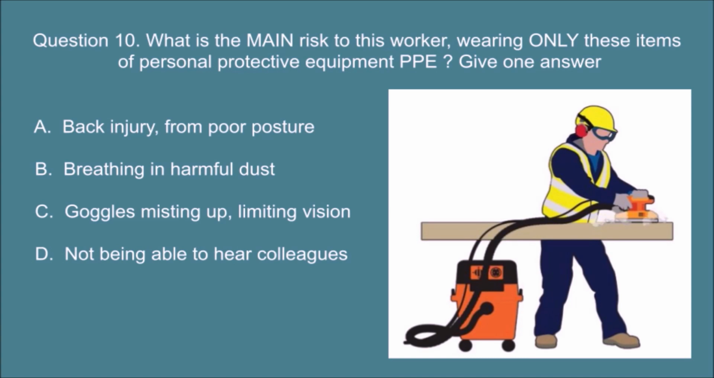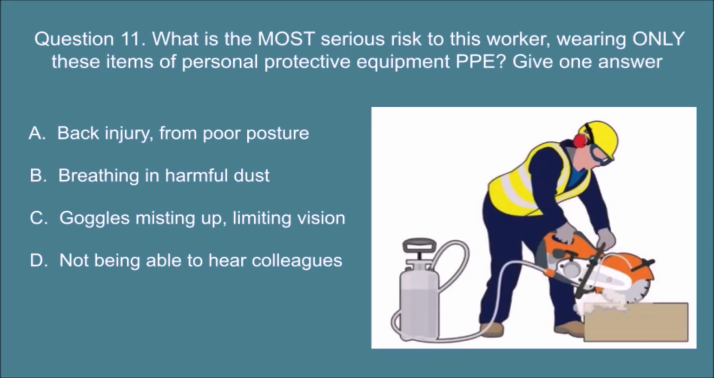Question 10. What is the main risk to this worker, wearing only these items of personal protective equipment, PPE? Give one answer. A. Back injury, from poor posture. B. Breathing in harmful dust. C. Goggles misting up, limiting vision. D. Not being able to hear colleagues. The correct answer is B. Breathing in harmful dust.